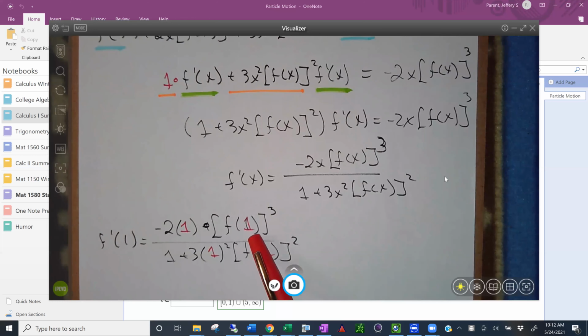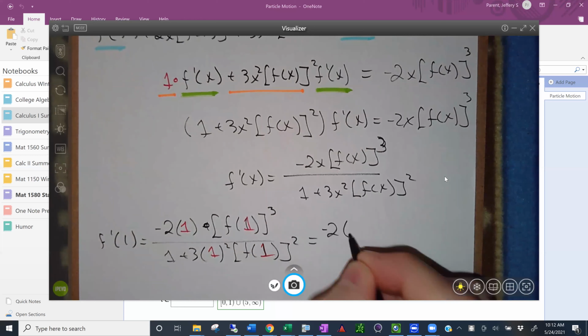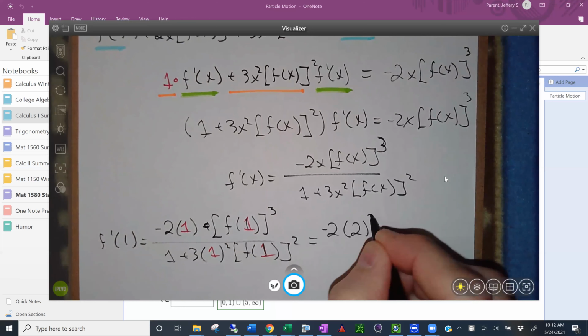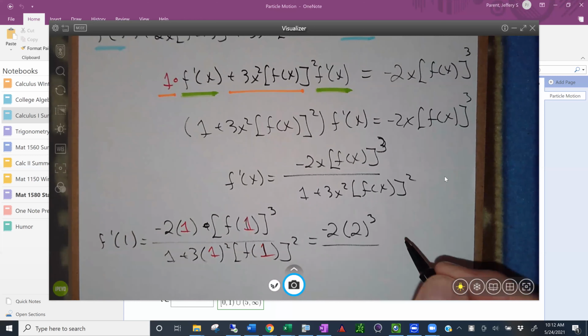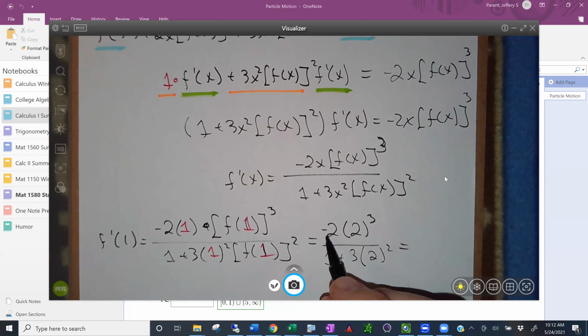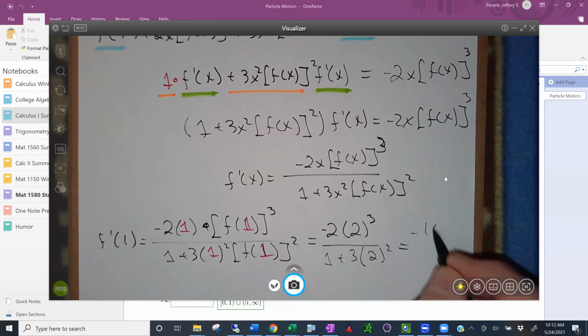This is where we have to use what was given. That is f of 1 equals 2. So it's going to be -2 times 2 cubed over 1 plus 3 times 2 squared, which is going to be -16. Yeah, -16 over 4 times 3 is 12 plus 1 is 13.